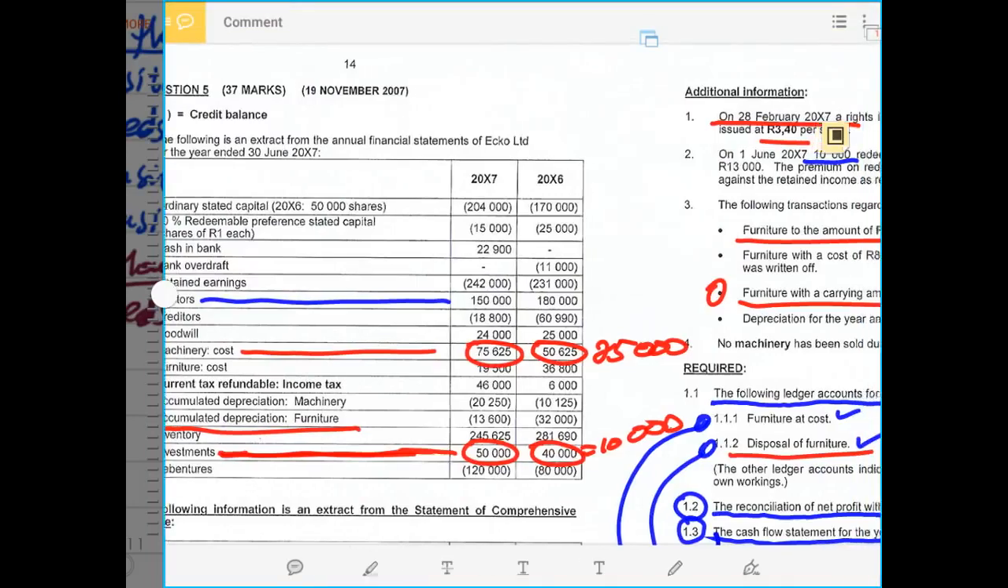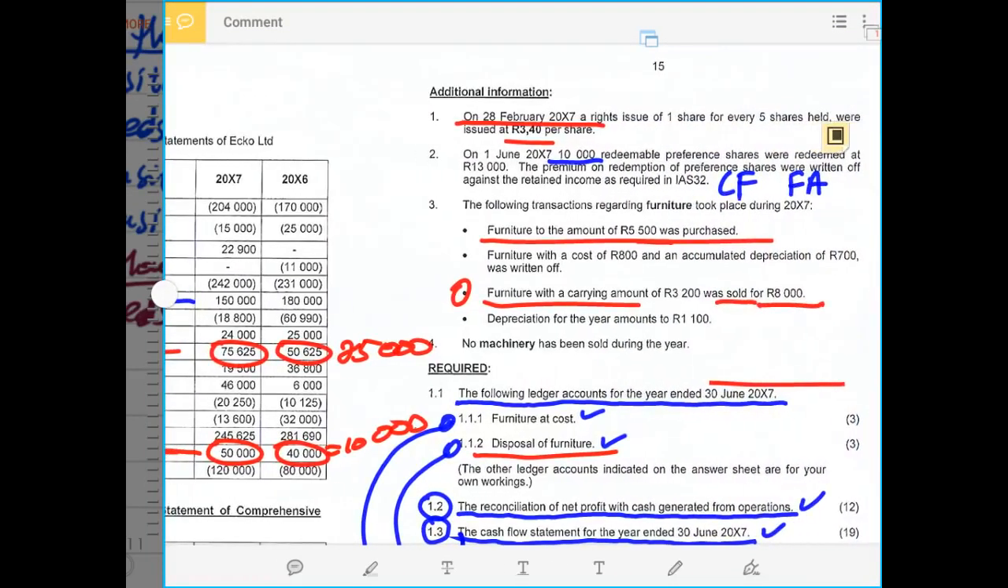And the next one now will be additional information number 2, where they said to us that on the 1st of January 2007, meaning the beginning of the current year, 10,000 redeemable preference shares were redeemed at 13,000 rands. And I did clarify to you that there is a premium that is already included. If the premium was not included, you will have to calculate the premium. Then you pay the total, if the company paid the full redemption, including the capital and the premium. So now you'll have to add these two when it comes to the redemption.